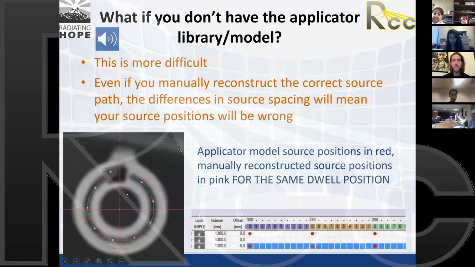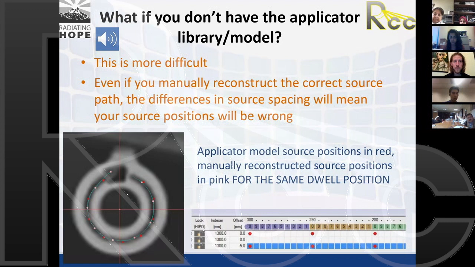If we don't have the Elekta applicator library or the correct model of the ring applicator that you want to use in the clinic for treatment, this is a much more difficult and complex process. This is because even if you manually reconstruct the correct source path, the difference in the source spacing will mean that your source positions will be wrong in the treatment plan. This is because each separate dwell position is not equally spaced from each other in reality.